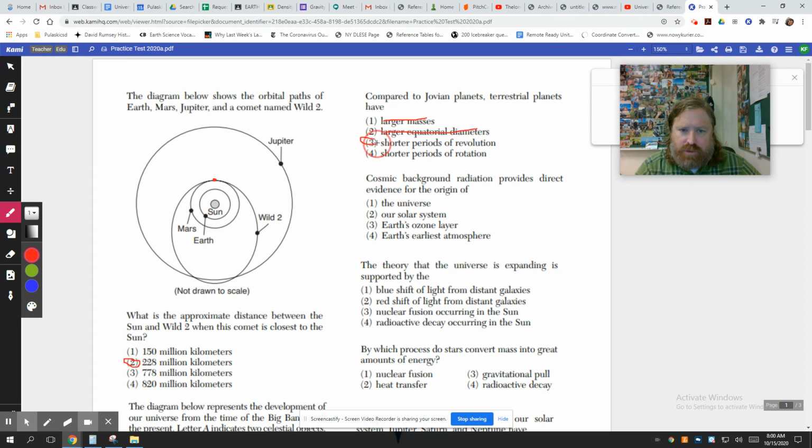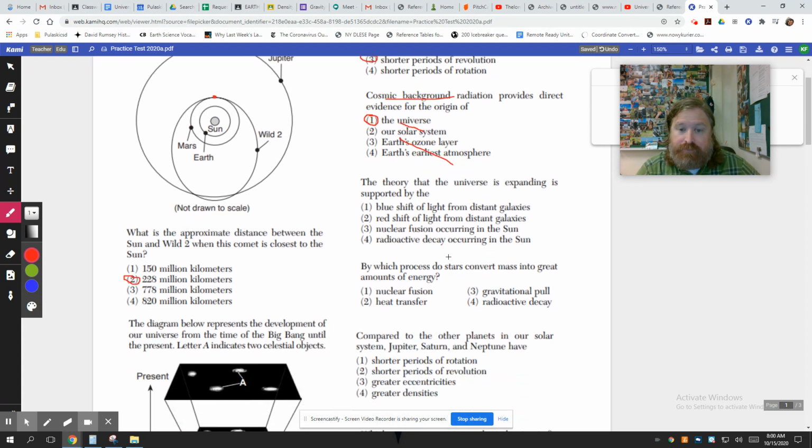Shorter periods of revolution. Cosmic background radiation. And again, I promise questions on this. This is it. It's just link that with the Big Bang, the origin of the universe. Our solar system formed a lot later, as did things on Earth. I know I'm going fast, but I don't want to keep you guys here all day.